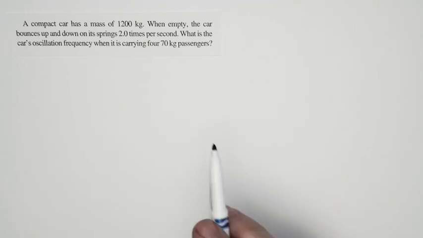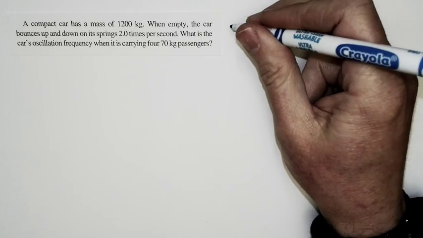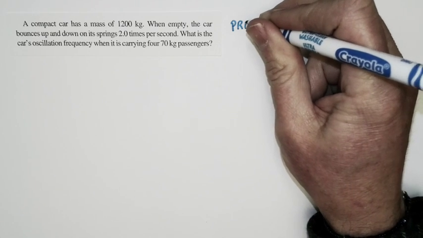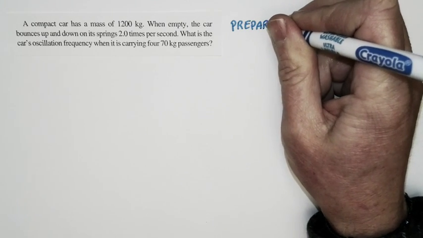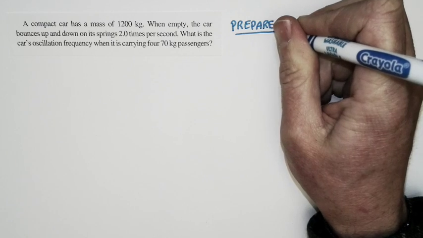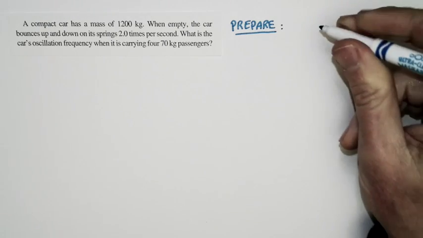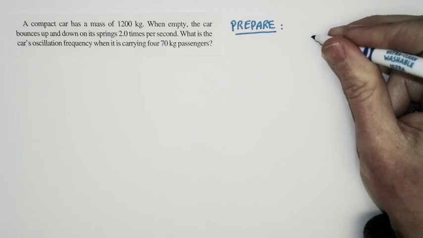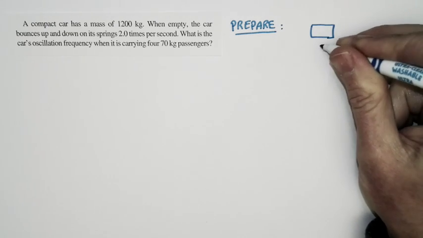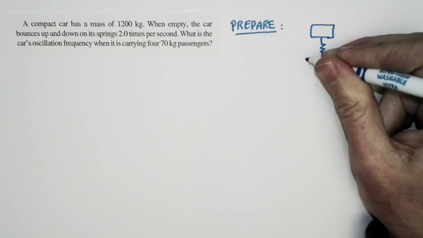Let's take a look at this problem. So we're told we have a car which is bouncing up and down on its springs. Okay, so this is a mass on a spring problem. And I'm going to think about it this way. I'm going to take the whole car as a single mass, bouncing up and down on a single spring.